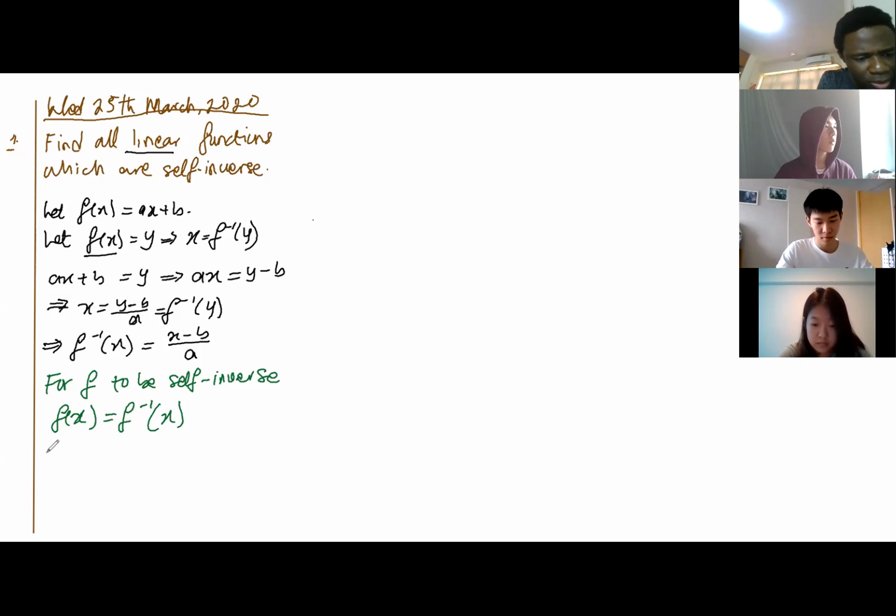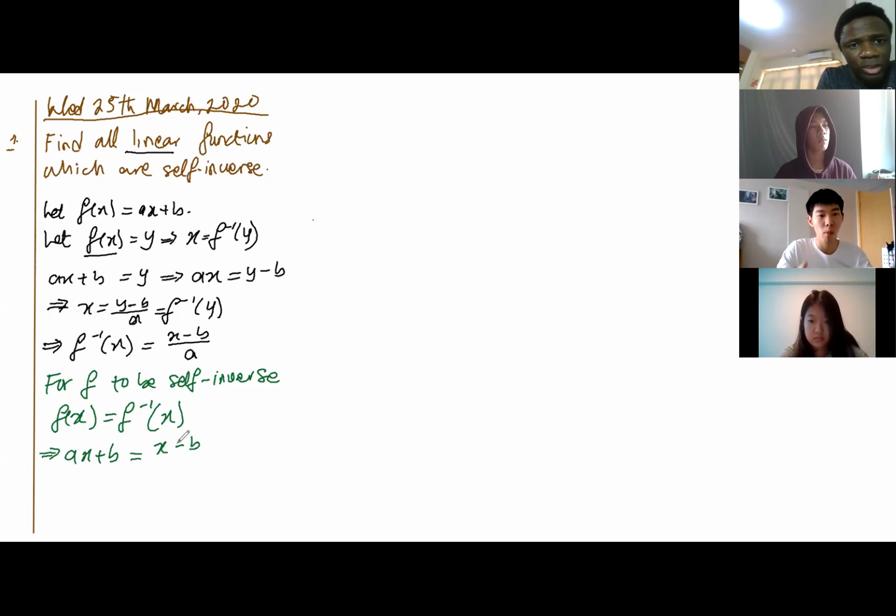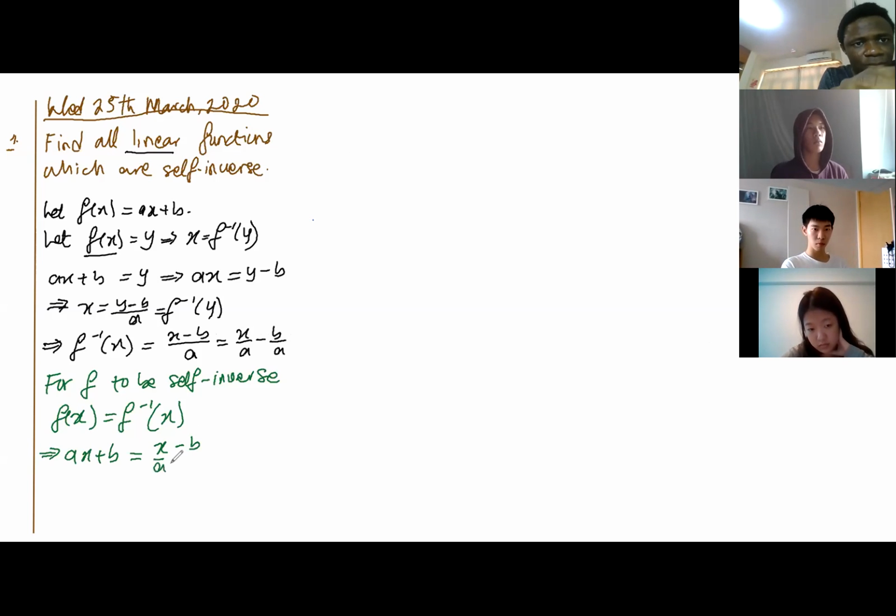And this implies that our ax plus b, which is our f, has to be the same as this. Actually, we can simplify this way: x over a minus b over a. Can you see that? So I can write this as this minus b over a. Okay? So what does this mean? Then we can compare both sides.